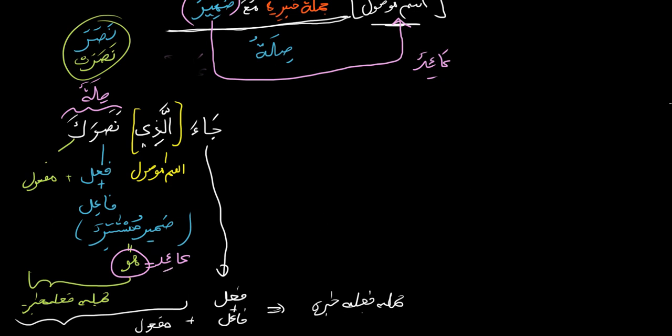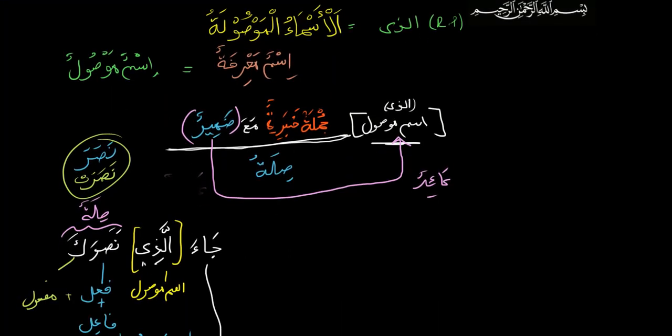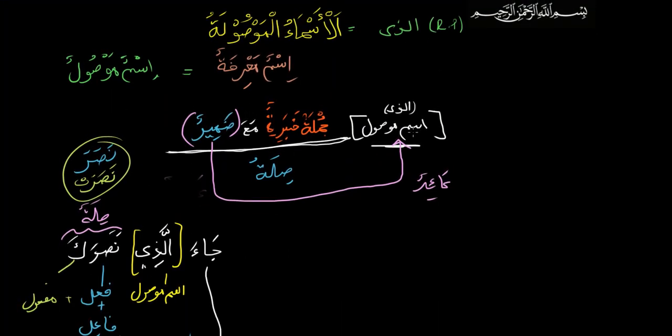So that's what we mean by ism mawsula being followed by a jumla khabariya, either fi'liya or ismiya khabariya, which must have a damir in it, either bariz or mustatir, and that damir is the a'id which refers back to this mawsul. This whole thing is called the sila. That's basically the construction of relative pronouns, how they are used.